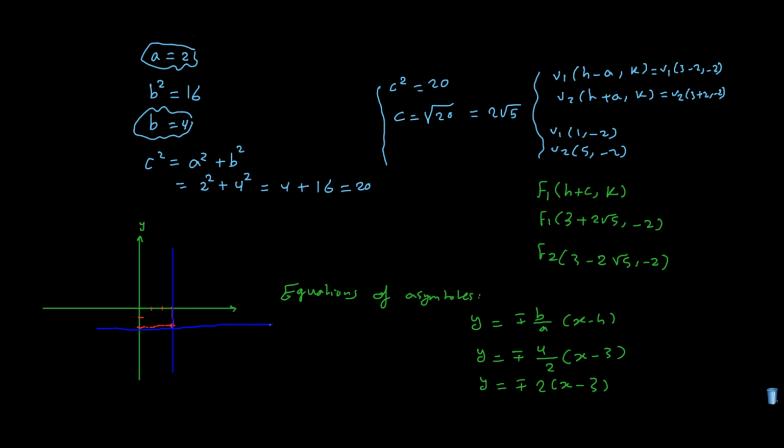Also, this is the center. We can set the vertex 1 at (1, negative 2). This is vertex 1. Vertex 2 is at 5: this is 3, 4, 5, negative 2 here. This is vertex 2. Good.